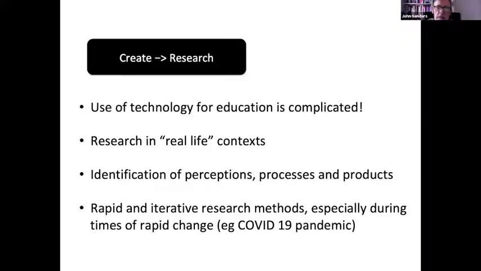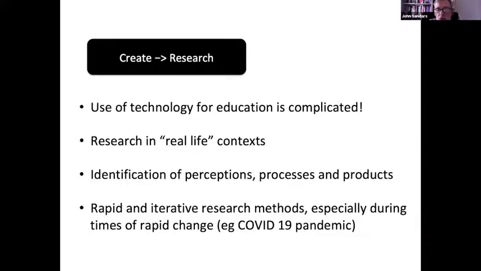So let's look at some of the dilemmas with using technology for research. What are the implications for research? Well, first of all, using technology for education is actually complicated. And I think we've already come across quite a lot of issues from our previous speakers. We've talked about the need to craft the learning experience, the particular context, the skills of the learners, the skills of the educators, but also the institutions in which we work, and the society in which we live.